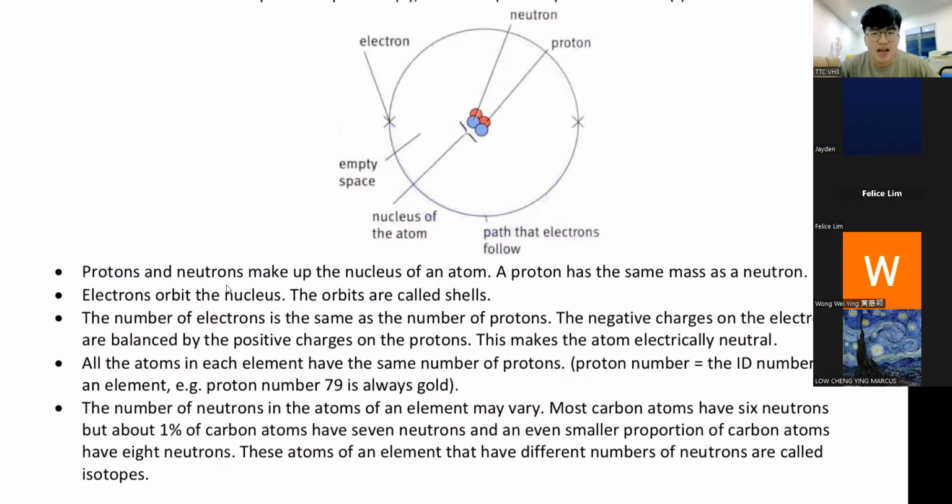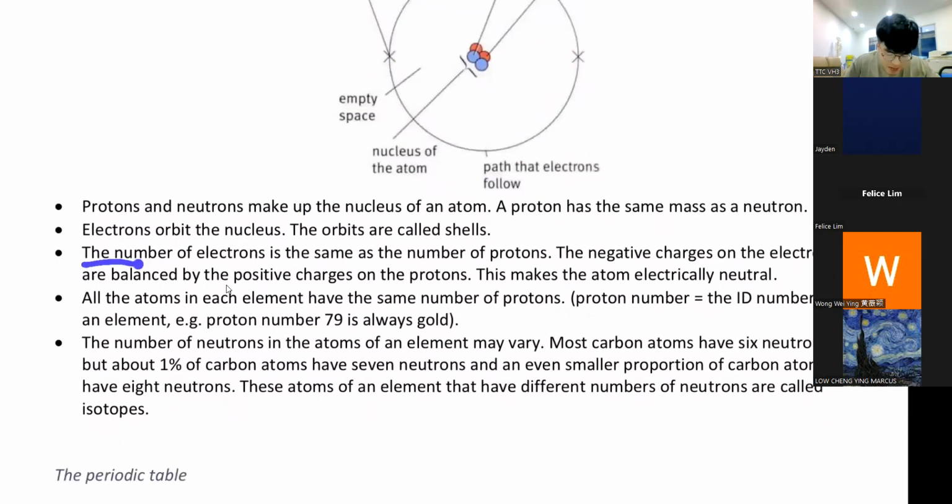Can you see this is a lot like a solar system? The sun is in the middle. The sun is the nucleus. And planets go around the sun, right? We orbit the sun. So same thing here, electrons orbit the nucleus. More or less the same thing.